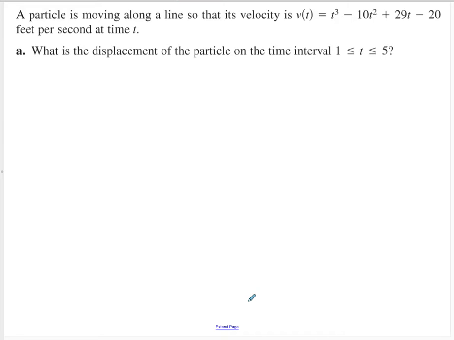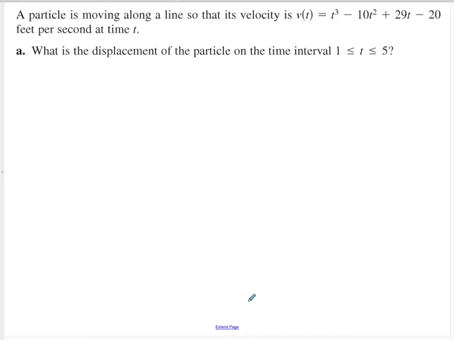All right, try this one. Pause it, try it, and we'll work it out. This one, since it's a cubic, maybe this one's a good one for a setup. Show setup and show answer. A particle is moving along a line so that its velocity is v of t equals t cubed minus 10t squared plus 29t minus 20 feet per second at time t. What is the displacement of the particle on the interval 1 to 5?